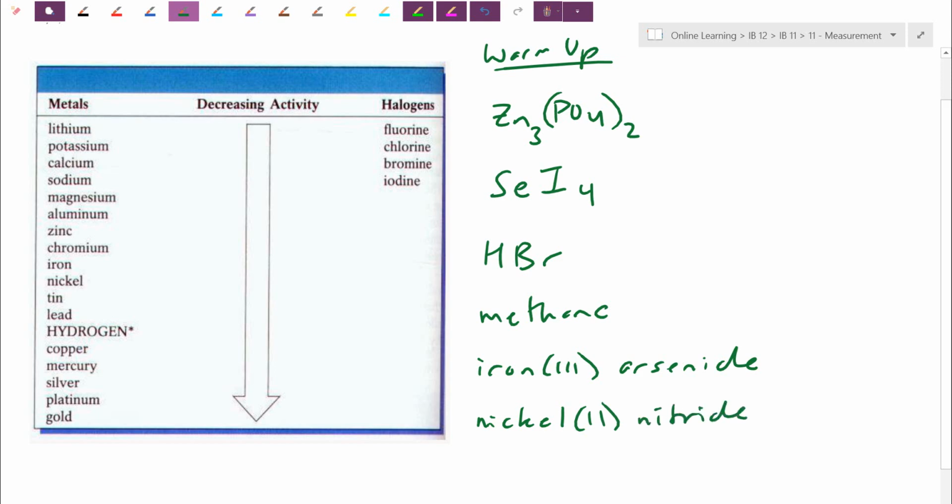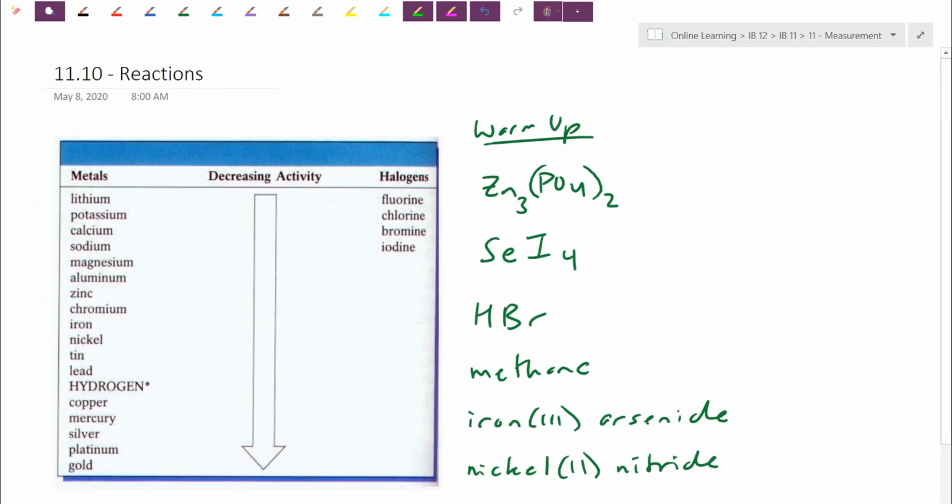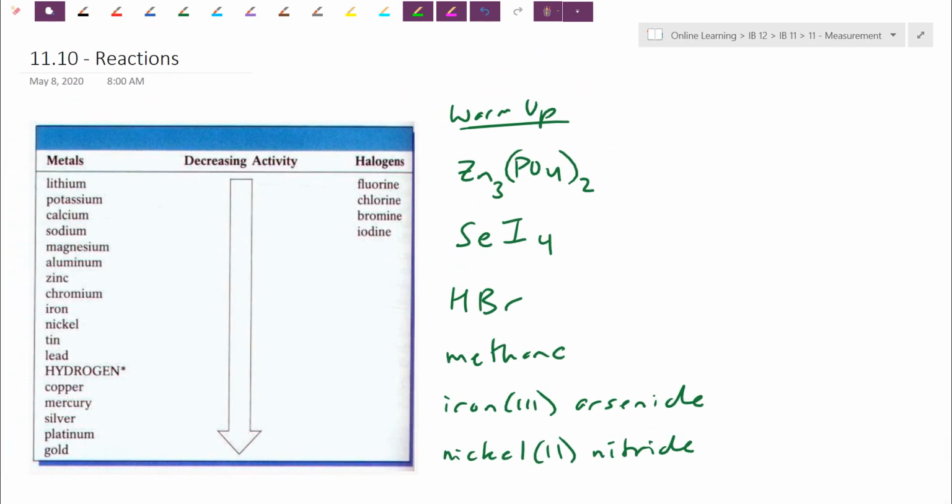Alright, so again, for the time being, you can still use the table from grade 11 and grade 12, but eventually you do want to memorize those polyatomics. I would pause this video here, give it a go. They're all just sort of mixed up here, and then we'll see how we do.